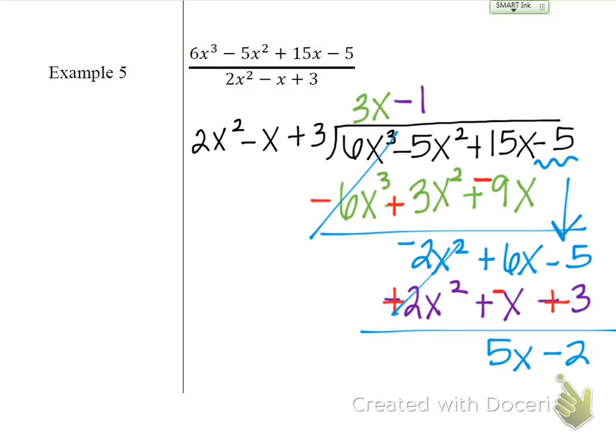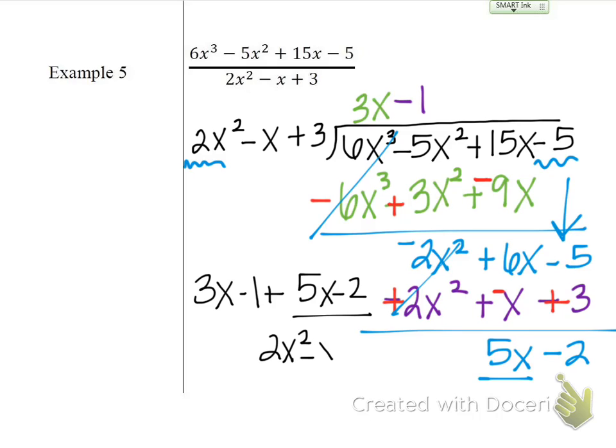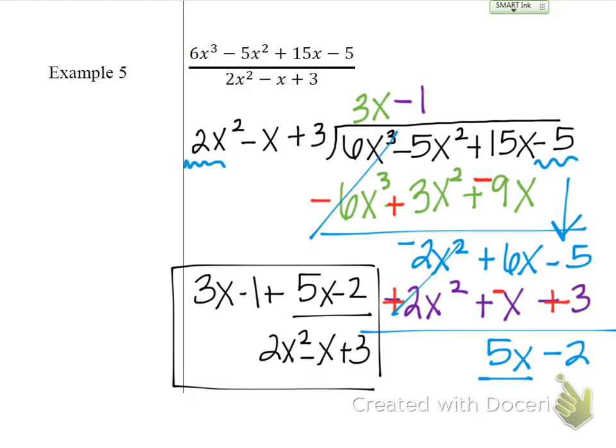Negative 2. Okay. Can I multiply 2x squared by anything that will give me a 5x? No. So that's your remainder. So you have 3x minus 1 plus 5x minus 2 over 2x squared minus x plus 3. And that's your answer. So you stop there and you're done.